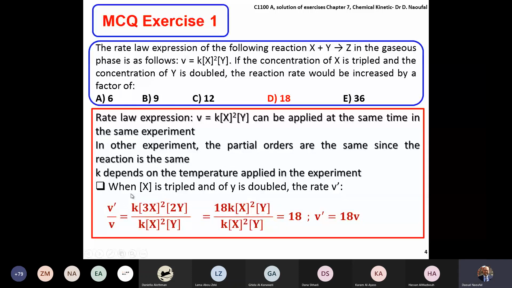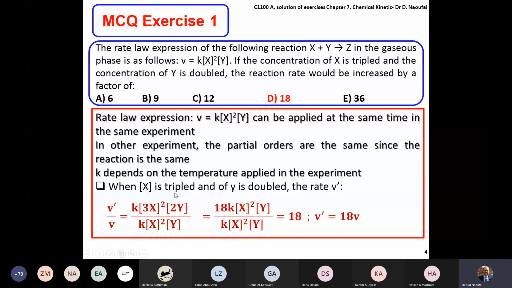The rate law expression is applied in experiment 1 and in experiment 2. So V equals K[X]^2[Y]. For V prime, we multiply the concentration of X by 3 and Y by 2. So 3 to the power 2 is 9, times 2 equals 18. Now we are at t equals 0, so we can cancel X and X, Y and Y, K and K, and we obtain a factor 18.